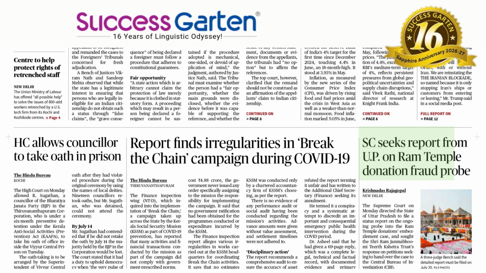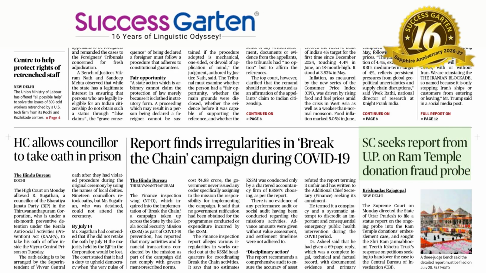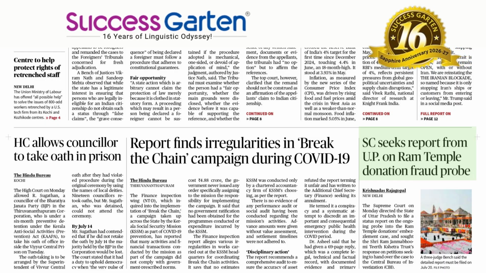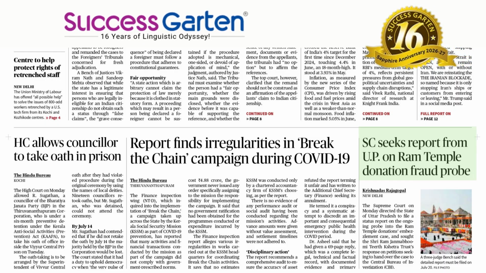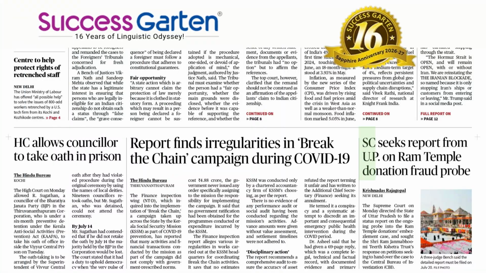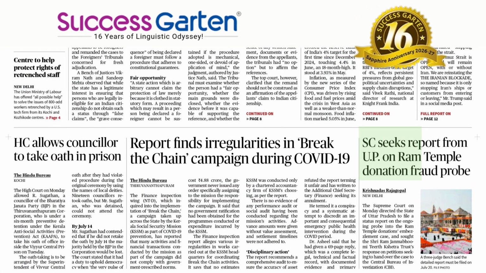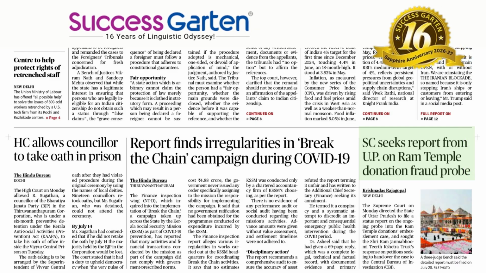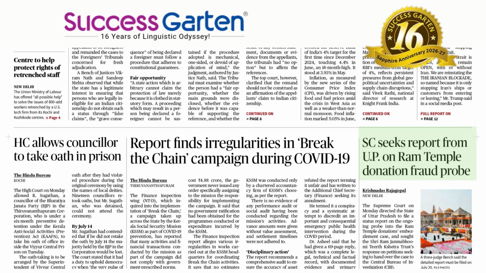As we know, the letter T is a mouth sound, P is also a mouth sound. Temple. There are two syllables, accent on the first syllable. Temple donation. Donation is a noun from the verb donate. Donation, fraud, probe, fraud activity. So dishonest activity. Fraud, probe. SC seeks, SC does seek. Why does SC seek report from UP? Report is sought by SC.